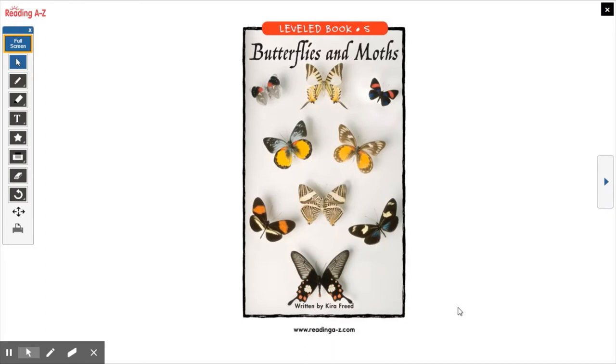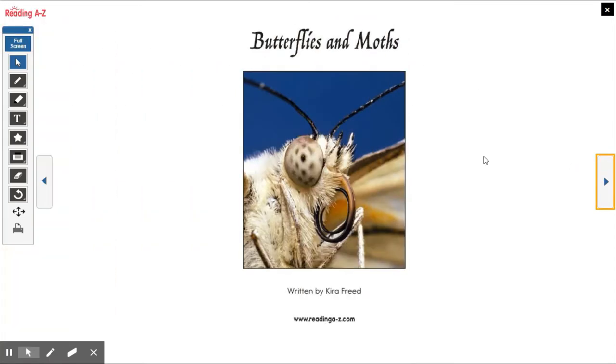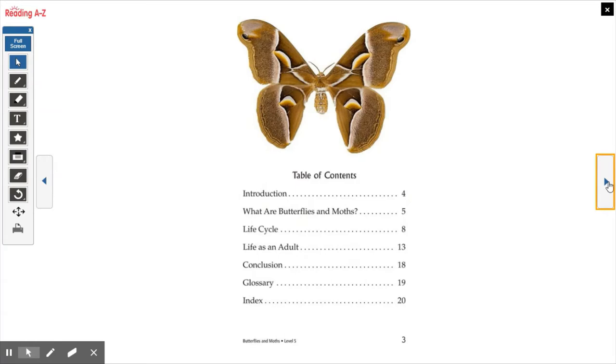Also, just like in class, I'm going to read this in two parts. It's actually a really long text. So just like normally in class, we read part of a book, and then the next time we'll finish it up. So this is actually going to be a part one and a part two, okay? So let's get started. Like I said, it's kind of a long book. It's called Butterflies and Moths. And we're going to learn about how they're similar and how they are different.